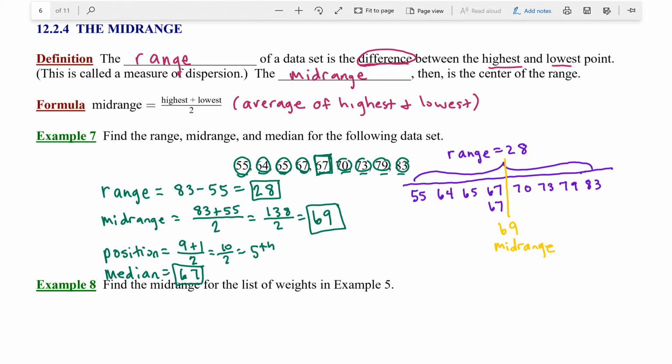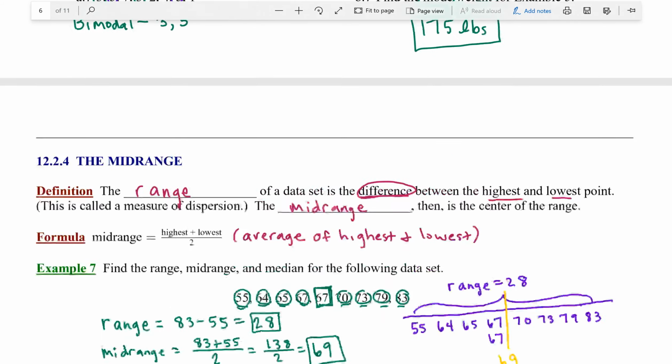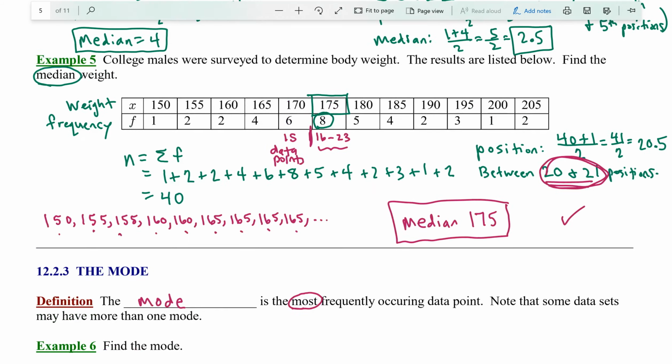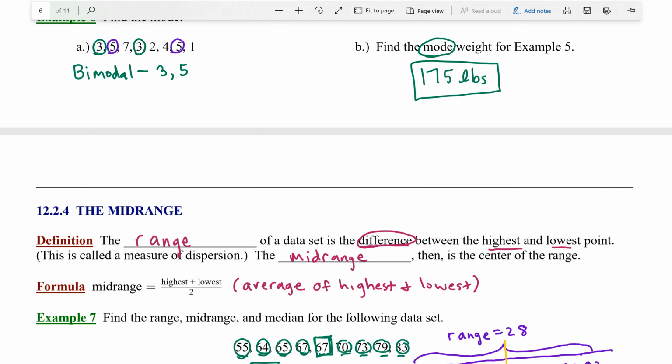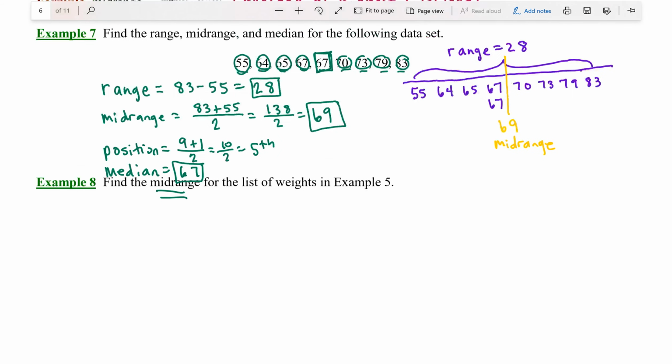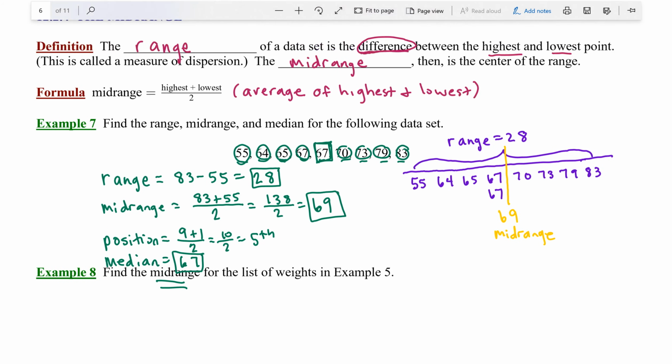Okay, back to the more problematic example. Let's see if we can find the mid-range for the list of weights in example 5. So back in example 5, we had our frequency distribution where we had the weights of college males and the frequency of those particular weights. Now we want to find the mid-range. Remember, to find the mid-range, we're going to take the lowest data point, which is 150, and average it with the highest data point, which is 205. So 150 and 205 are the values that we need to calculate our mid-range.